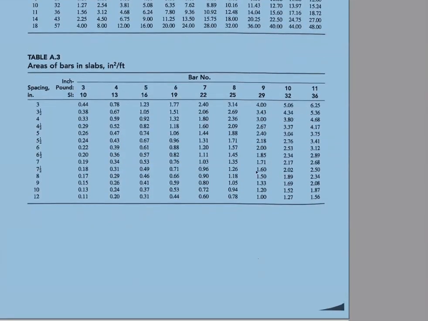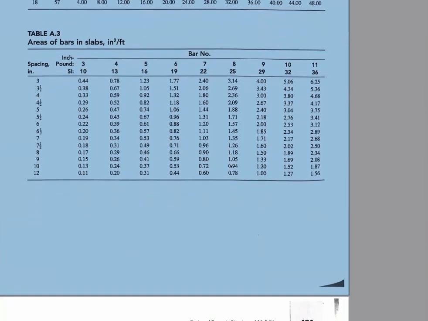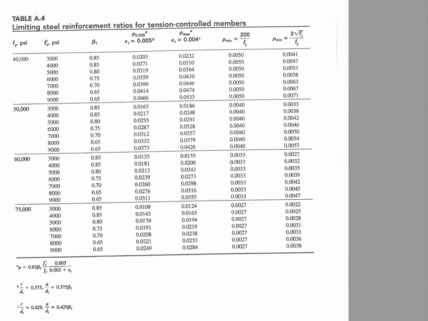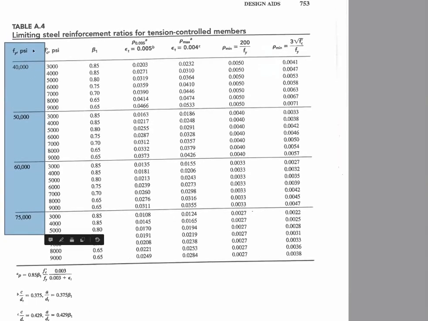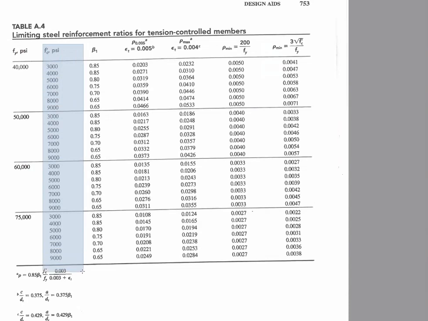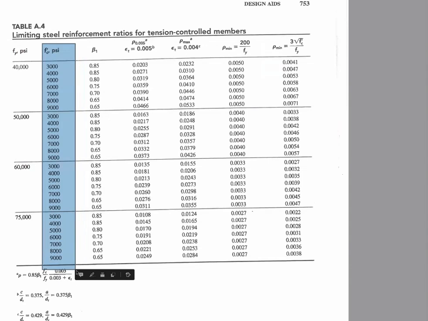This is areas in slabs. This would be limiting steel reinforcement ratios for tension-controlled members. And this gives us a strength of steel, tensile strength of steel, Fy. We have a strength of concrete, compressive strength of concrete, Fc prime. And you see that there's a tremendous range on that, going from 3,000 up to 9,000 psi.